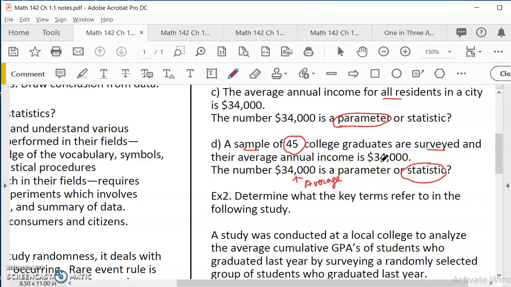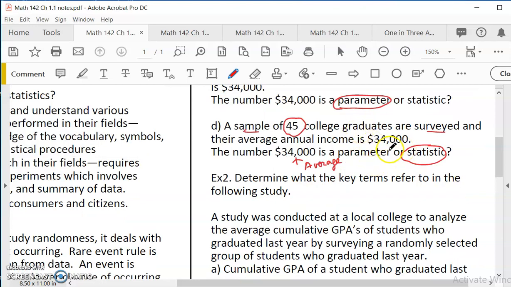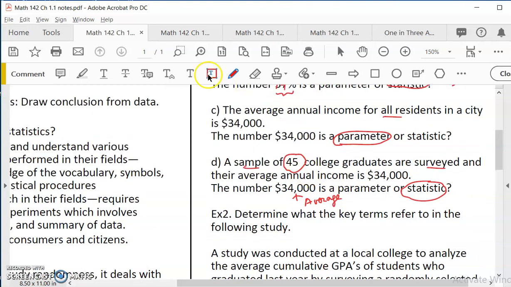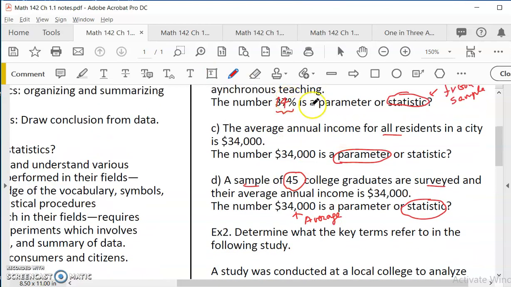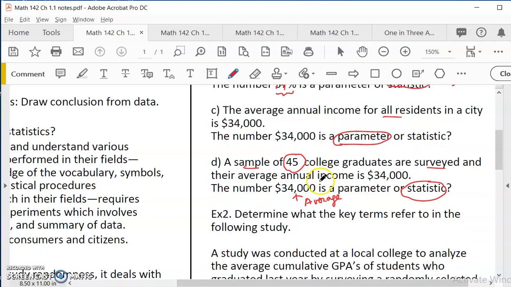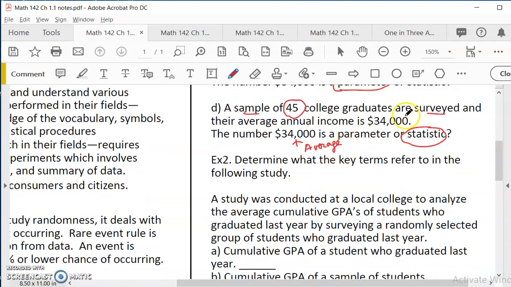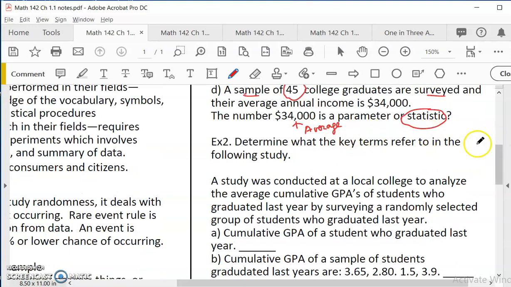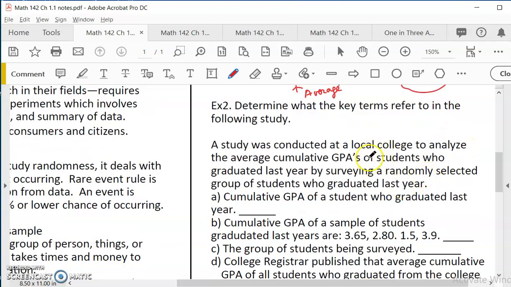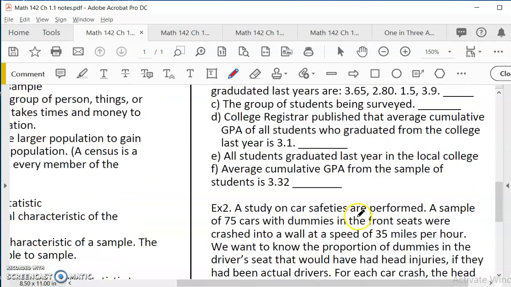So the most common statistics that we calculate from samples are either an average or a proportion. Okay, proportion will be counting something. Average is a number that is the average of the sample. The next example is a summary of all the terms.